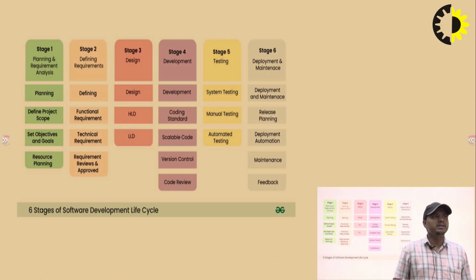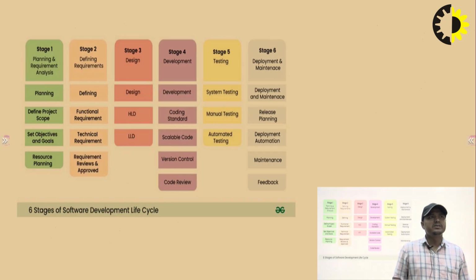Stage 1 is planning and requirement analysis, where we do the planning, define the project and its scope, set the objectives and goals of our project, and plan the resources. Stage 2 is defining requirements, where we define the functional requirements, the technical requirements, and the reviews.